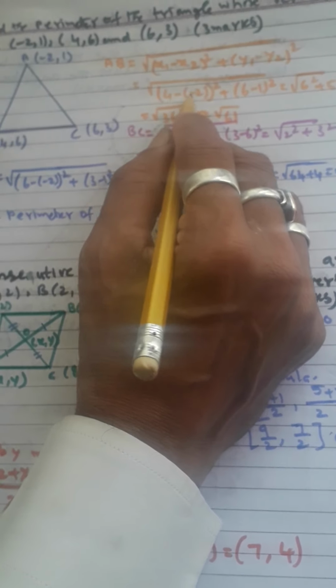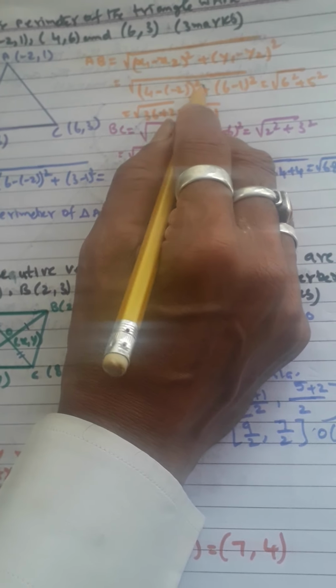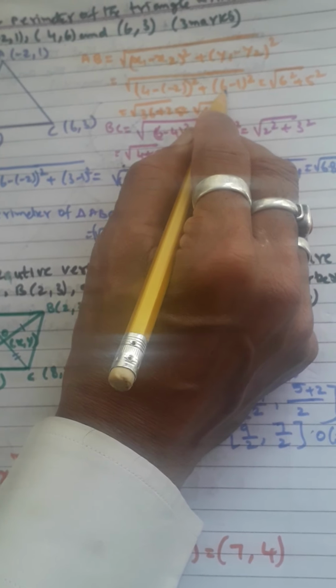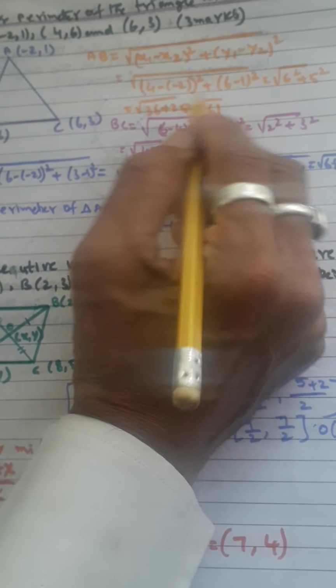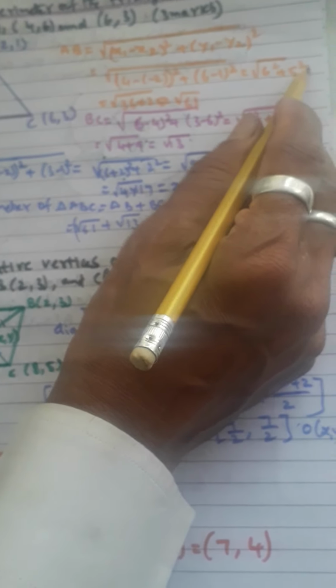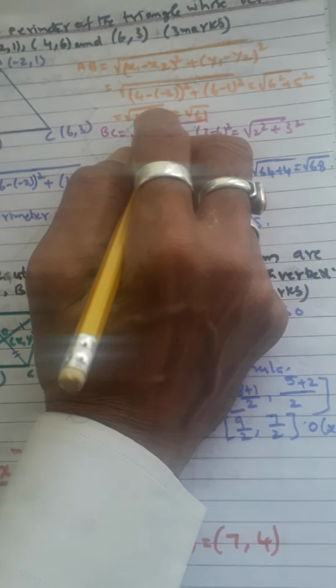Now because this becomes plus, 4 plus 2 becomes 6, so you get 6 square, and then 6 minus 1 is 5, so you get 5 square here. 6 square is 36, 5 square is 25. So after adding 25 and 36 you will get square root of 61.